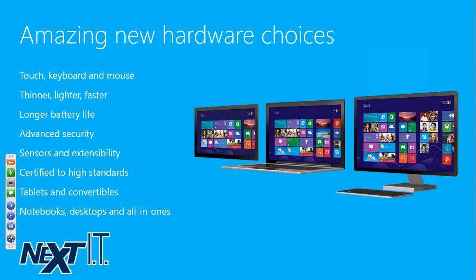Again, we talked about the many new hardware options, whether it's touch, keyboard, and mouse. Certainly, Windows 8 allows for thinner and lighter devices because its battery requirements are a lot less. It's got advanced security. Whether it's a tablet, a convertible, or a desktop, it really doesn't matter. And even touchscreen all-in-ones, which we think we're going to see a lot of in the coming year or two.